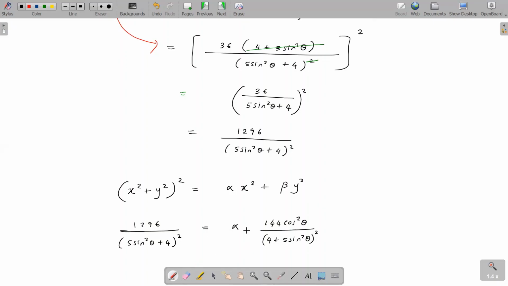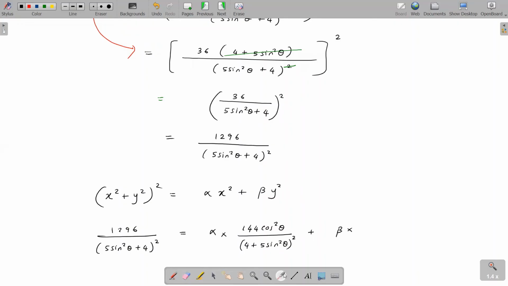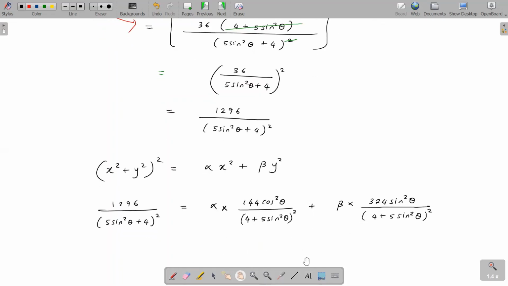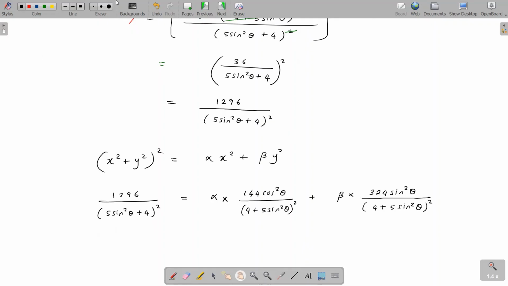Are you with me? Alpha x square plus beta into y square. Who is our y? Our y was 18 sin theta over 4 plus 5 sin square theta. So when you square it, 18 square was 324 sin square theta over 4 plus 5 sin square theta whole thing square. Are you with me? So now what you need to do is you have to solve this equation and what? Get the value of alpha and beta. You have to get the values of alpha and beta. Okay, let's simplify.